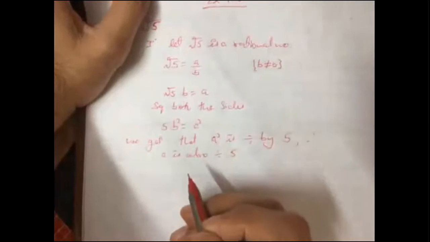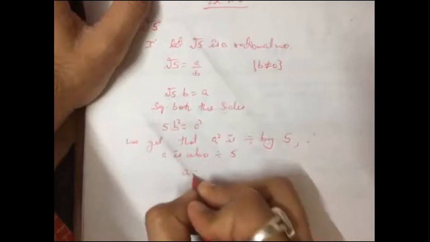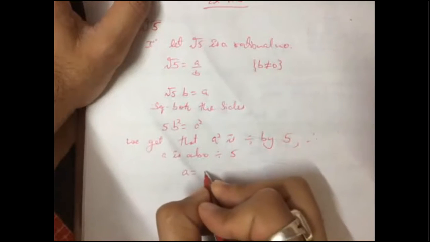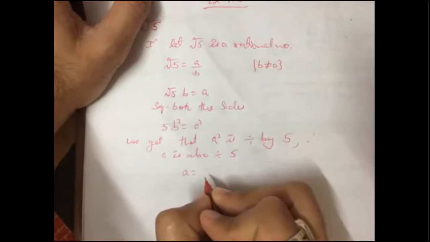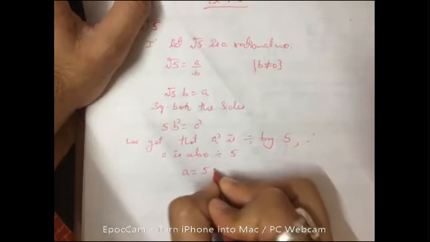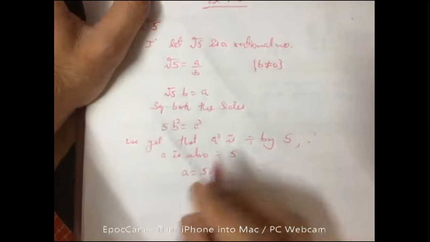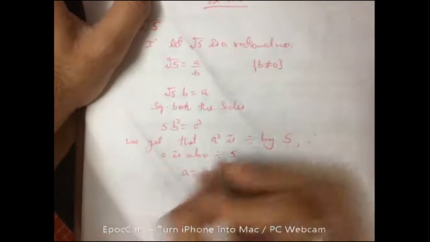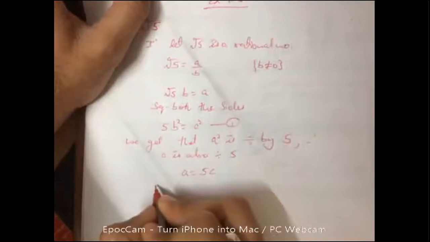Now, what will we consider a to be? What should we consider a as? 2c, 3c, 5c? Since a is divisible by 5, what will we consider it as? Tell me fast. Sir, 5c. Yes, a equals 5c, exactly. Now, we consider the number to be what it is divisible by, so the number will be 5c. Now, this is equation 1.